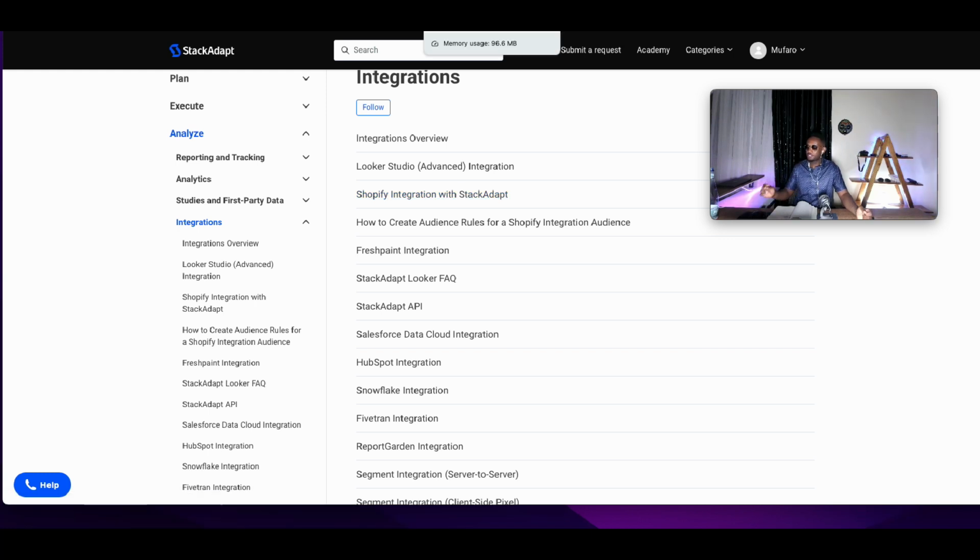I don't think that not having a Walmart integration is necessary because Walmart and Amazon already have their own DSPs. So they probably won't even care to allow that.